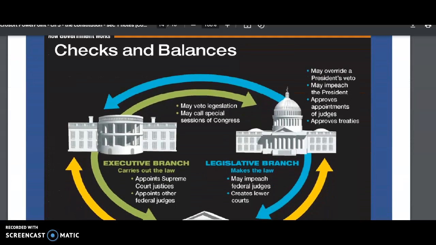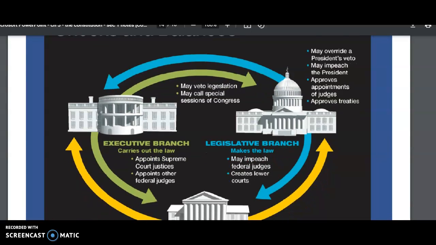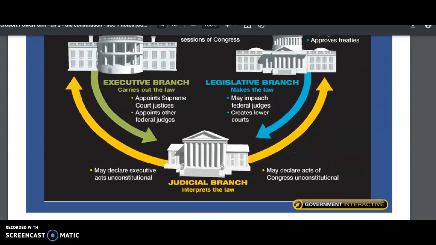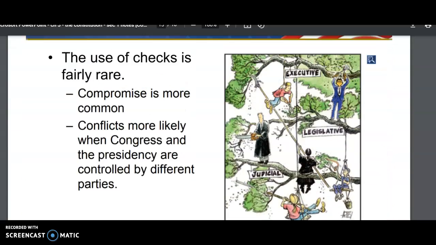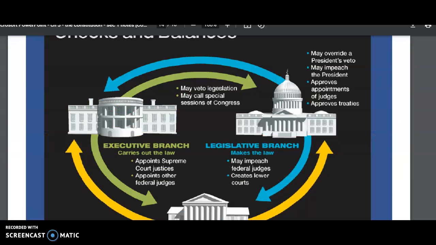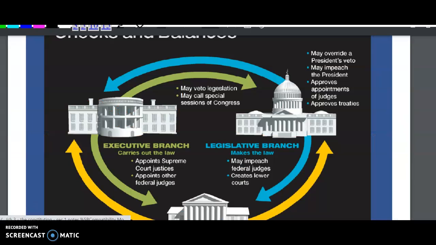We're not going to write anything here. It's just a diagram that shows us how the checks and balances occur. Let's look at the legislative branch here in the blue. What can they do? They can override a president's veto. They can impeach the president. They approve the appointments of judges, and they approve treaties. That's how they check.